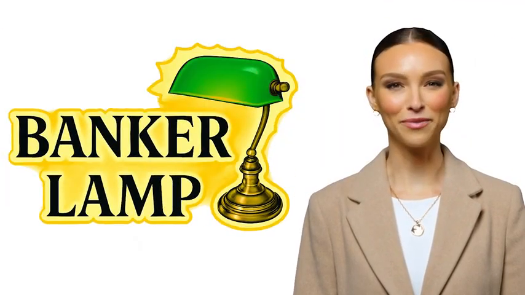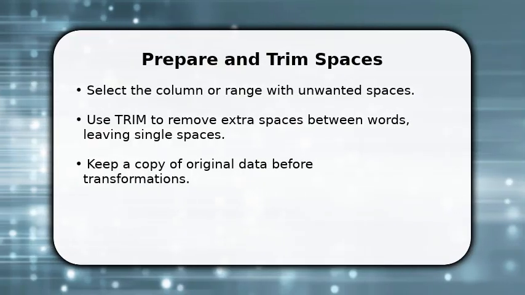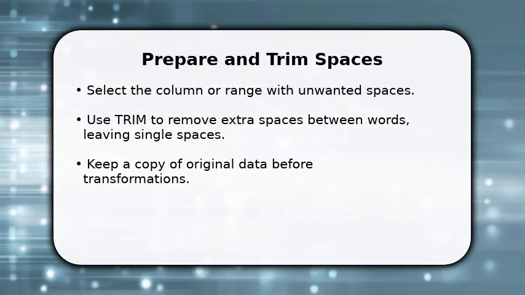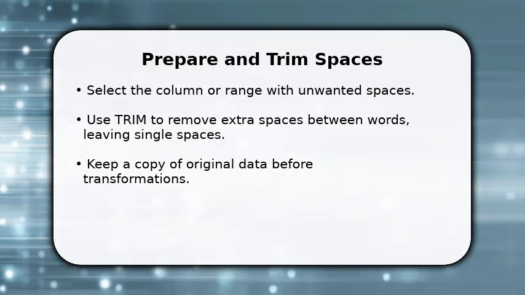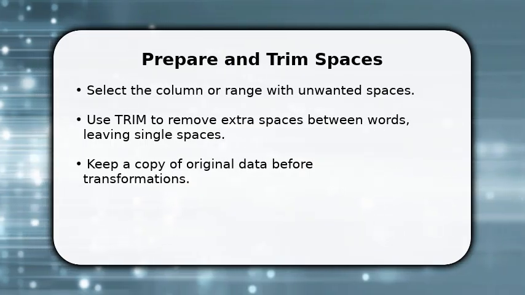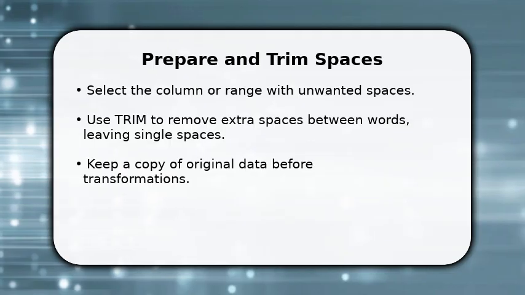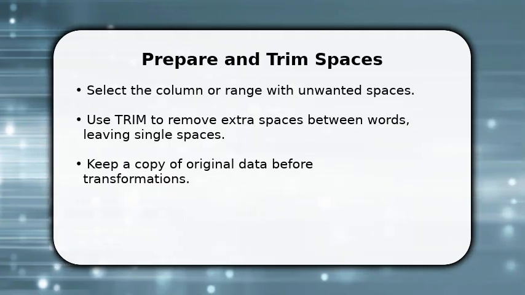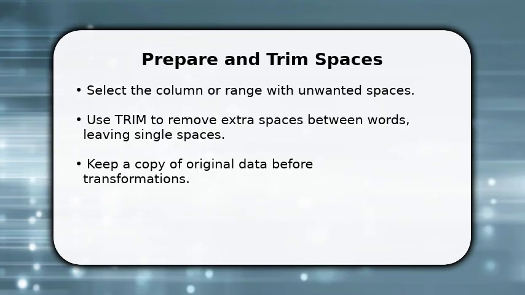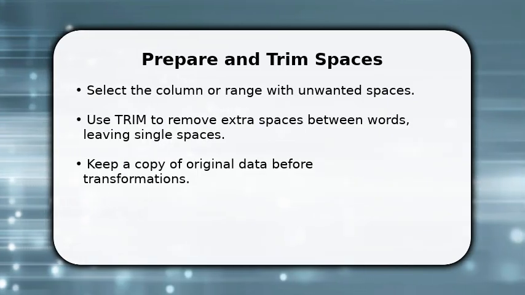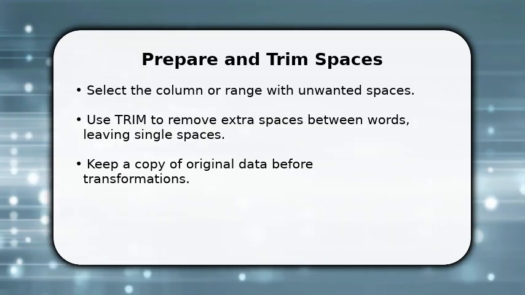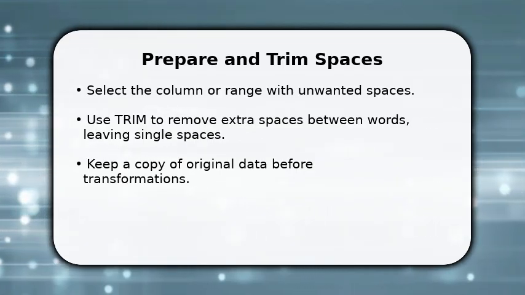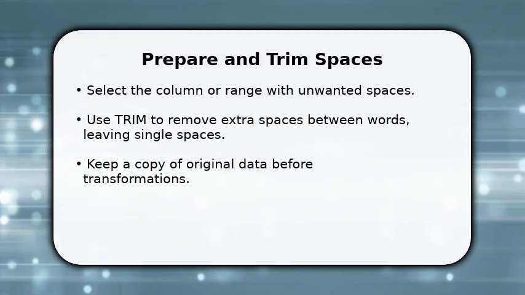Please enjoy the video. You already have the file open and the column selected. Start now by duplicating that column for safety. Next, in a helper column, enter equals TRIM(A2) and fill down to clean extra interior spaces and remove leading or trailing spaces. Once done, copy the helper column, paste special as values over the original, and delete the helper if desired. Make sure to check for non-breaking spaces, which TRIM does not remove.